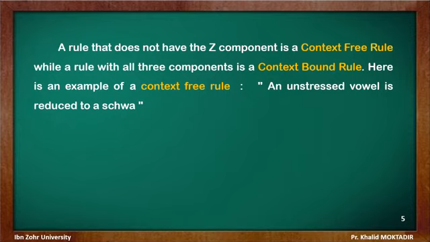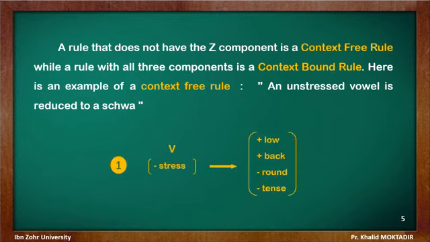Here is an example of a context-free rule. In English, it's usually the case that any unstressed vowel is going to be reduced to a schwa. So this is how we're going to represent this rule. A vowel that is minus stress, that is unstressed, is reduced to a schwa. That's a low back spread lax vowel, the schwa, namely. Notice that we have no context. This happens all the time.